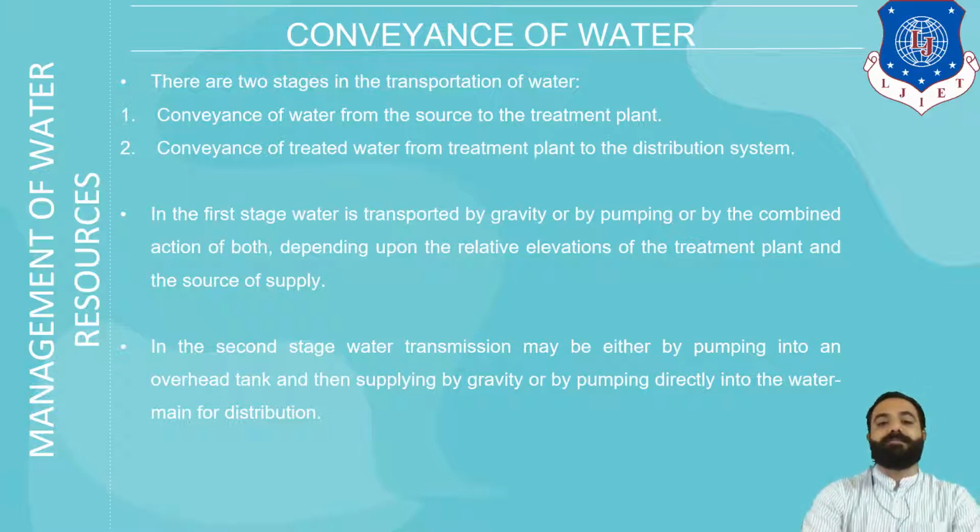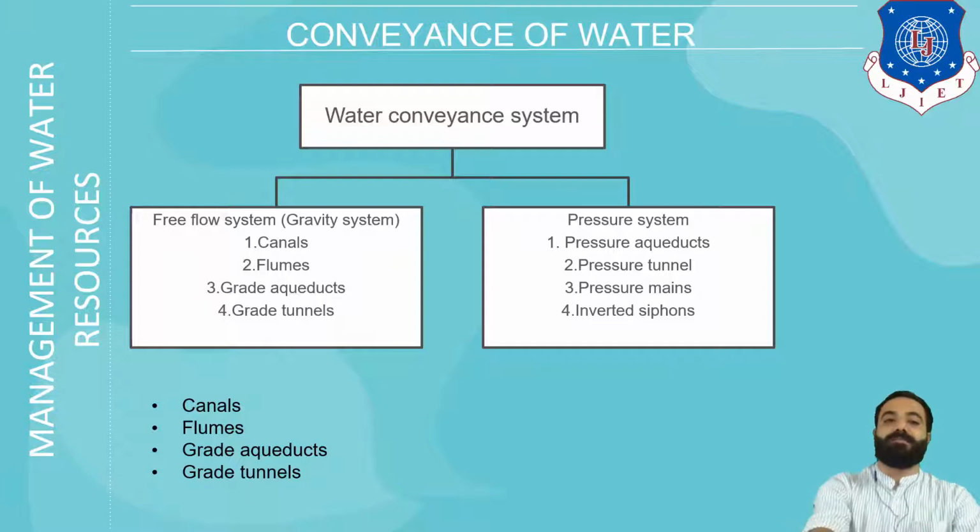And in the second stage, water transmission may be either by pumping into an overhead tank and then supplying by gravity, or by pumping directly into the main water main for distribution. Clear? So there are two stages, and then the water conveyance system. There are free flow systems and pressure systems. In a free flow or gravity system, there are canals, flumes, grade aqueducts, and grade tunnels, and in a pressure system, there are pressure aqueducts, pressure tunnels, pressure mains, and inverted siphons. Clear?